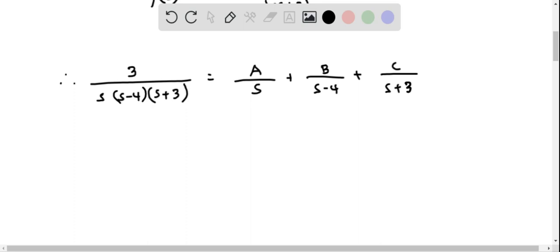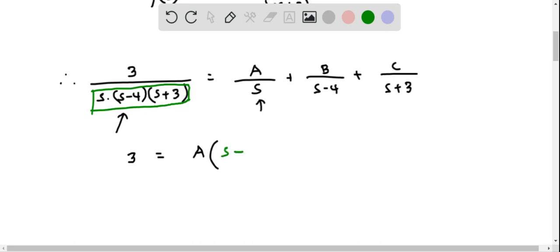First we multiply both sides by the least common denominator, which is this product, that is s times s minus 4 times s plus 3. And when we multiply both sides of this expression with this LCD, on the left side we'll be left with the 3, and on the right side we will have the first term, that is A, divided by the term which it doesn't have when compared with the least common denominator. For A, the denominator is s, and so if you look at this least common denominator, we don't have s minus 4 times s plus 3.